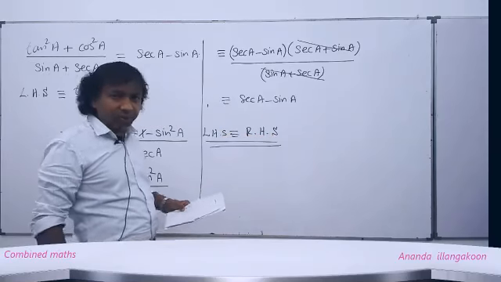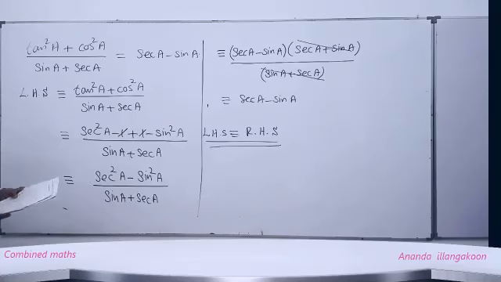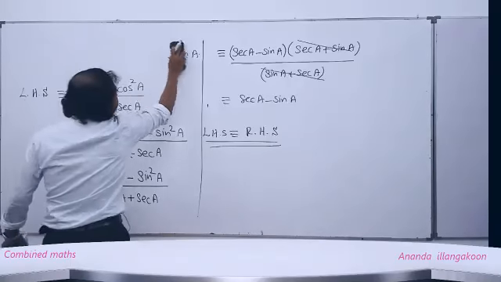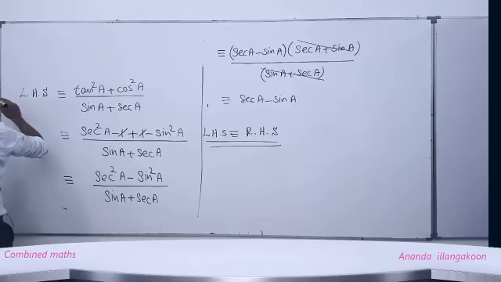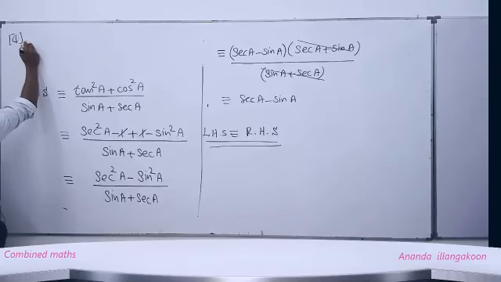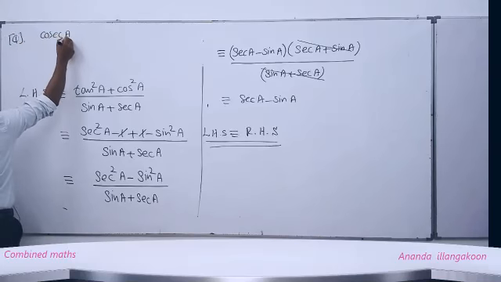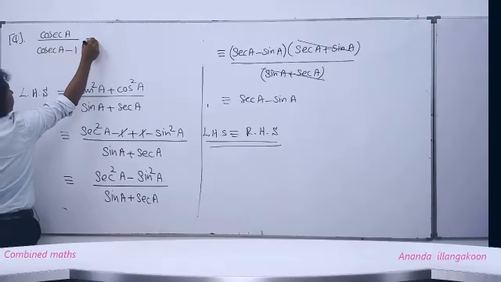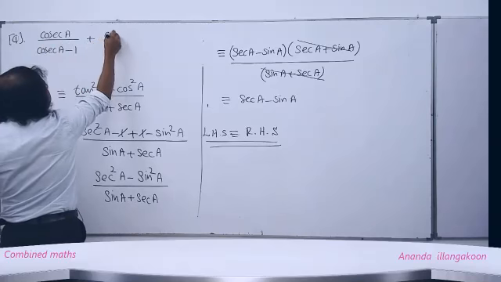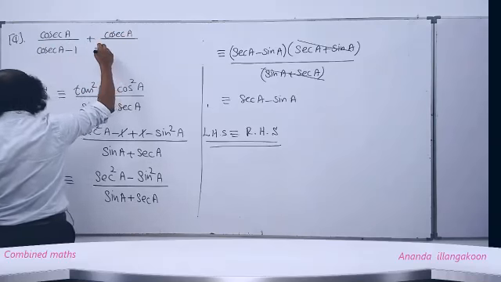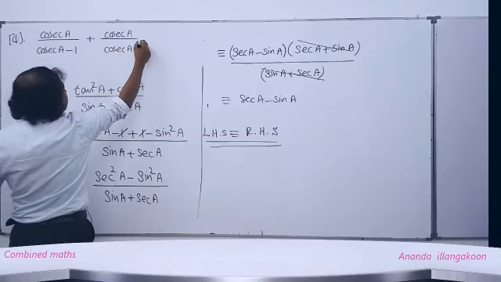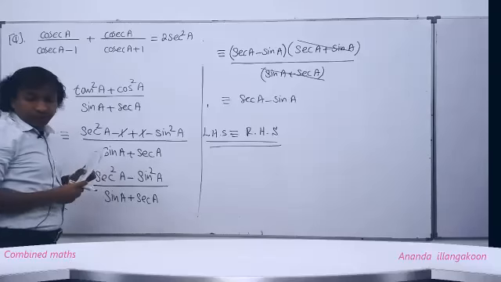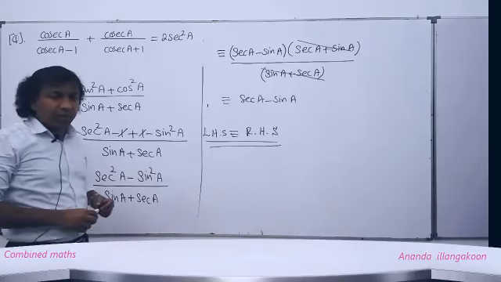Another one more, people. We'll do more sums. The next question is this: cosec A divided by cosec A minus 1, plus cosec A divided by cosec A plus 1, is equal to 2 sec squared A. Start, people, this question 2.